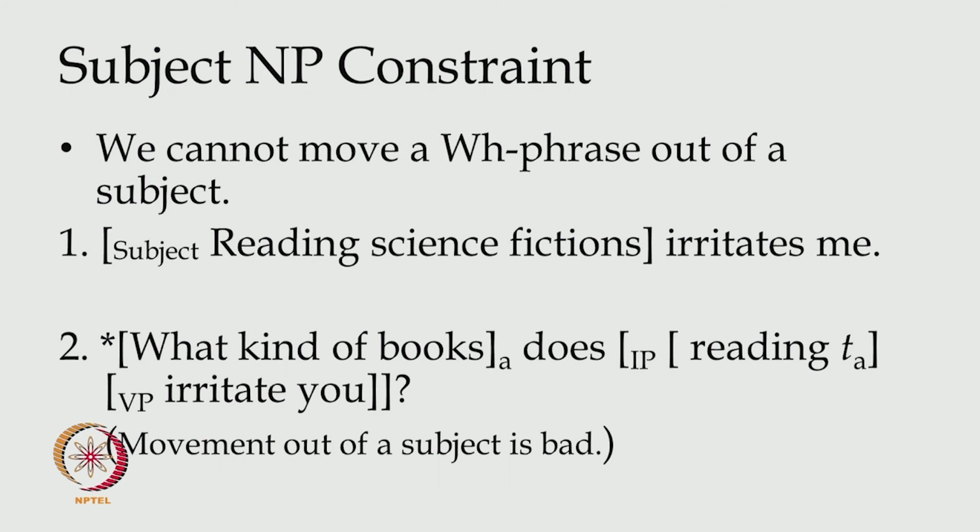Another point, the subject NP constraint. We cannot move out of a subject NP. So if we have something like "reading science fiction irritates me", what's the subject of this sentence? Reading science fiction. That's a subject NP. If we have just an NP like John or Mary, then that's one singular lexical item, so there is no question of extracting anything out of that. When we say extracting out of a subject NP, we mean only when the subject NP is bigger. To test that, we have to make the subject NP bigger. And here the subject NP is "reading science fiction".